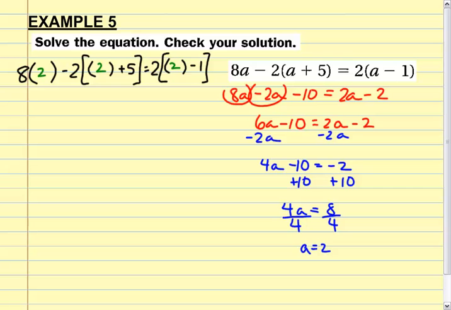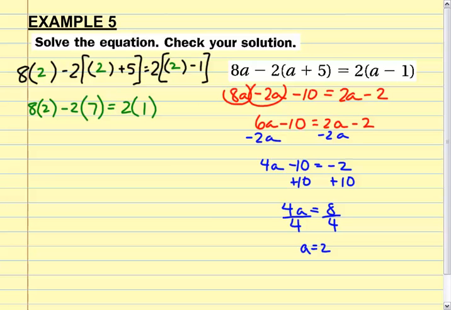And remember, I'm going to do what's in the parentheses first. So I've got 8 times 2, I'm not multiplying yet, minus 2 times 2 plus 5 gives me 7. So I don't need brackets anymore because I've added them. But I do need those parentheses. So 2 times 7 is equal to 2 times 2 minus 1 is 1.